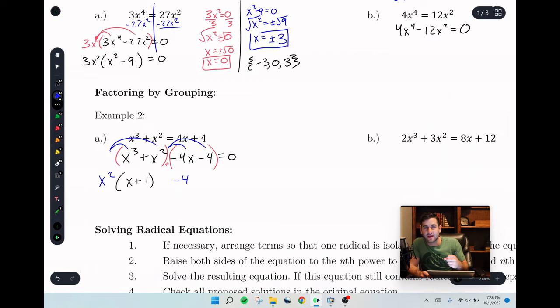Now I don't need that plus sign because it's on the outside. Because plus negative is the same thing as minus, right? And if I pull out a negative 4 from the first little half, looks like I get an x. If I pull out a negative 4 from the second half, looks like, look at that.